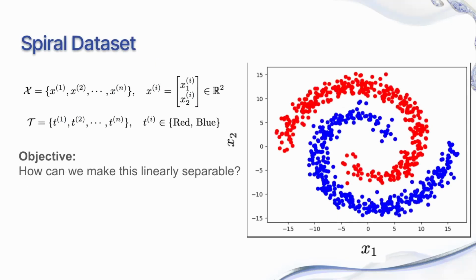So to ground ourselves in examples, I've included 2 data sets, more or less, for this lecture. The first data set is a spiral data set with 2 classes, red and blue. Our objective is, how can we make this linearly separable in the end? And the other objective is, how can we draw our decision boundary?